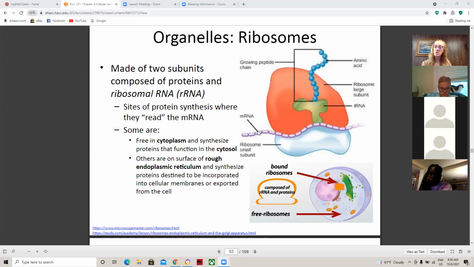When it enters the cytoplasm, it becomes attached to one subunit of the ribosome. And then the second subunit will come in and bind to the mRNA. And then protein synthesis will begin. Some ribosomes perform this protein synthesis while being free in the cytoplasm.